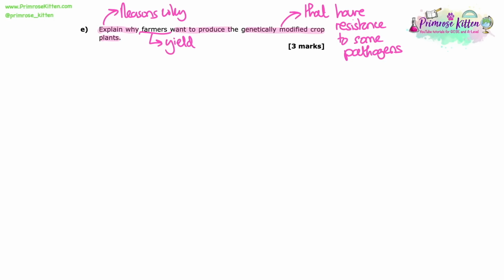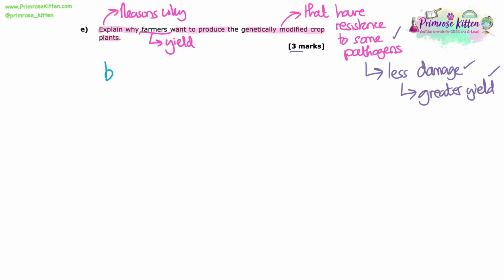If we think about farmers and what they care about and why they want something to change, specifically about a plant, they would always want a greater yield. So that's the mass of plants that they are going to get that they could sell or use to eat themselves. It depends on whether they're a commercial farmer or not. So if we think about the fact that we're creating genetically modified plants that have resistance to some pathogens, how can we link that to yield? Well, less damage is going to happen to the plant if they are not going to be getting infected with pathogens, and therefore the farmer's going to have a greater yield.